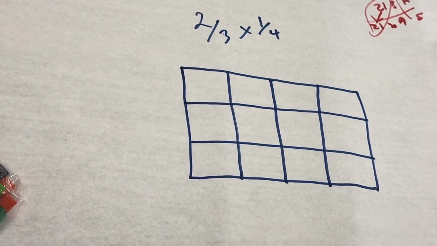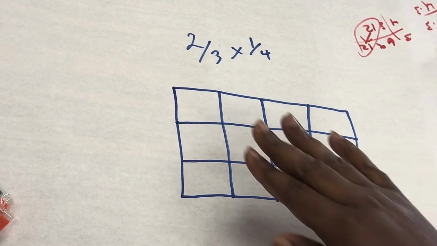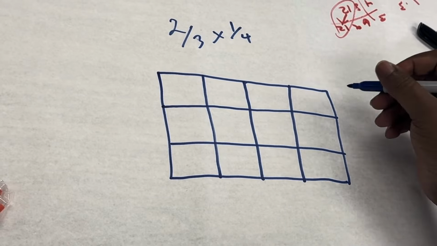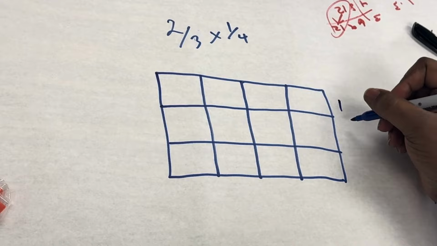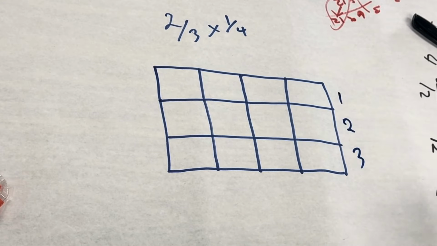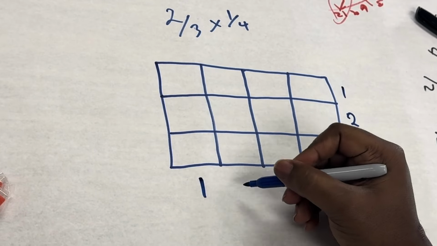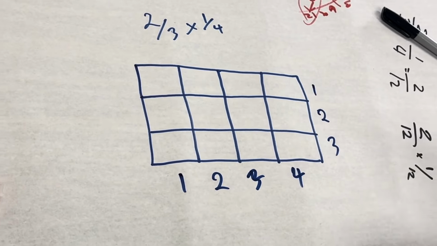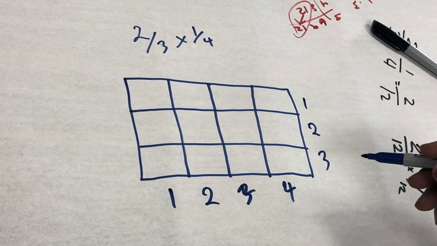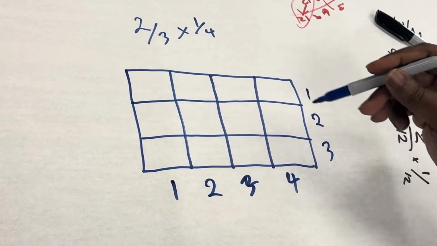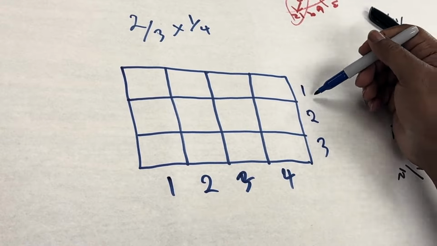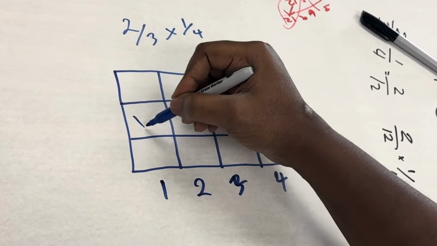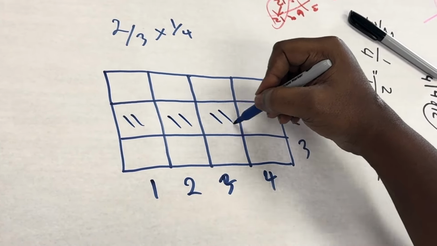Our same equation, 2/3 times 1/4. So we have the area model. You have 3 spaces here. Whoops, 4 spaces here. So now, if we want to get 2/3, we'll take this part that has 3 parts and we'll just mark those off.